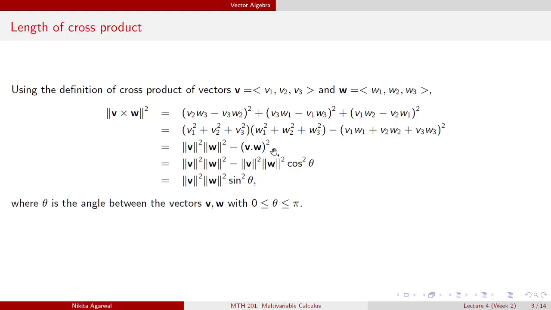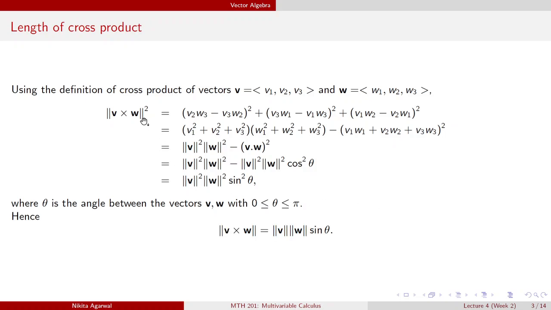But we know that v dot w is equal to norm v norm w cosine theta, and since you have a square, you get cosine square here. If you take norm v square norm w square common in both the terms, you get 1 minus cosine square theta in the bracket, which is equal to sine square theta. So the length of v cross w square is nothing but norm of v square norm of w square sine square theta, where theta is the angle between the two vectors, and theta lies in the interval 0 to pi.